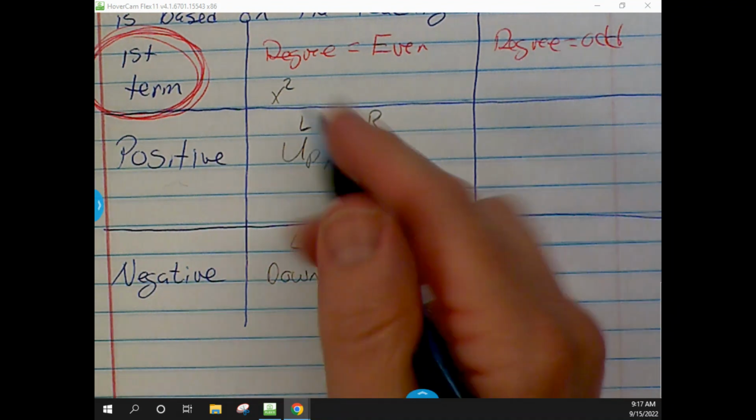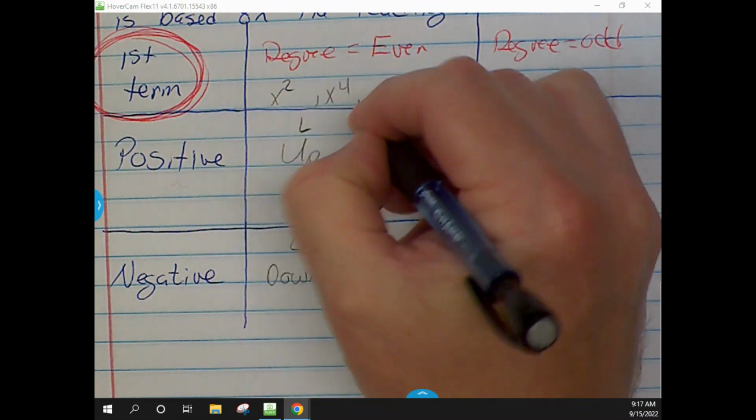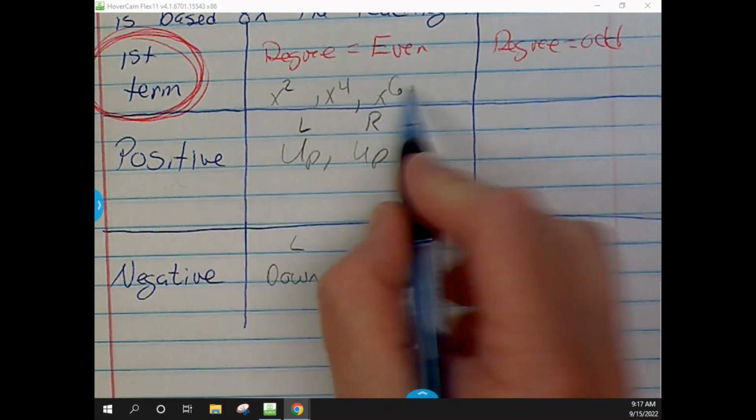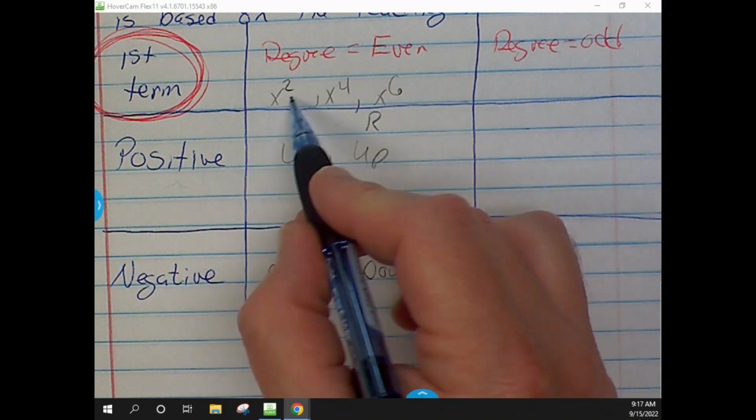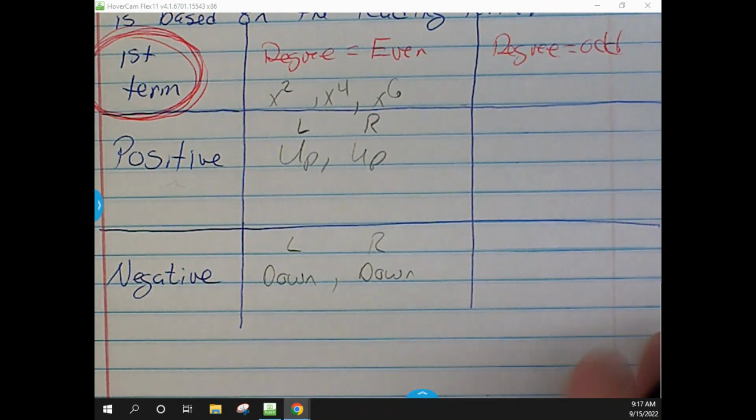And that doesn't matter if it's x squared or x to the fourth or x to the sixth, because all these graphs are going to be kind of similar to x squared. That's the one thing we've got to get: whether we have x to the second, x to the fourth, or x to the sixth, if the first term has an even power, either they're both up or they're both down.